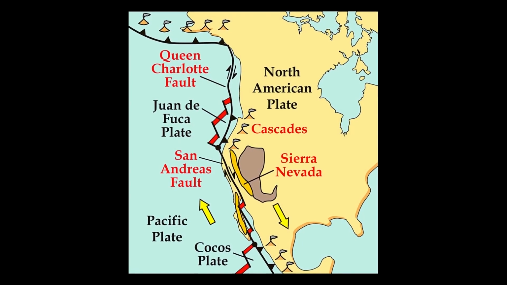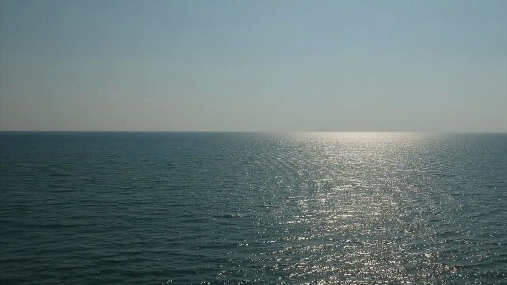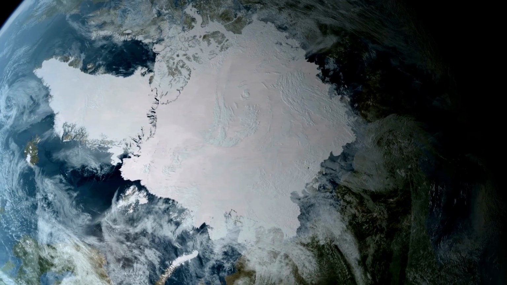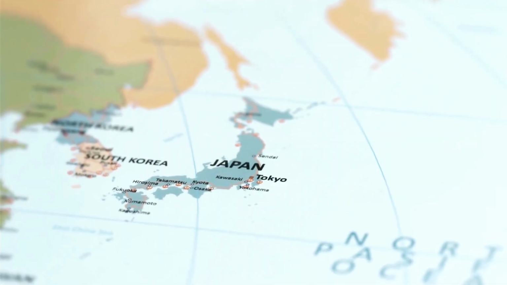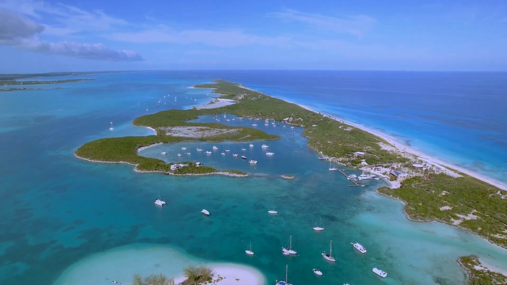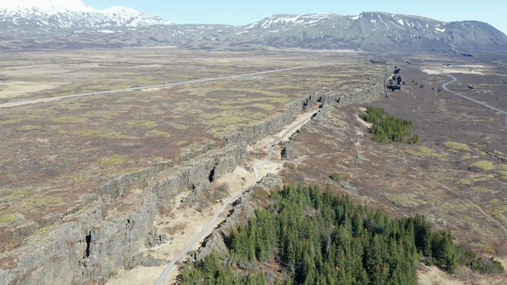The North American Major Plate not only contains the continent of North America but also part of the Atlantic Ocean. This plate extends all the way over the North Pole and even contains Siberia and the northern island of Japan. It also includes Greenland, Cuba, and the Bahamas. The edges of the North American Plate exhibit all 3 types of tectonic boundaries.